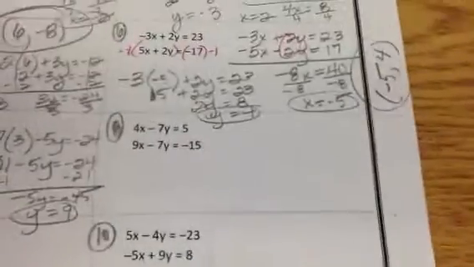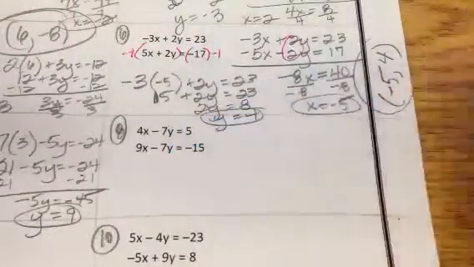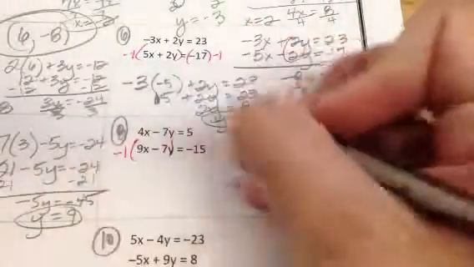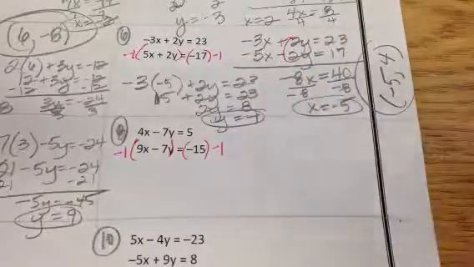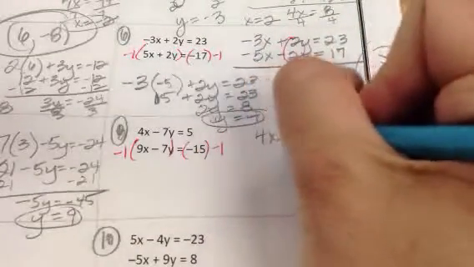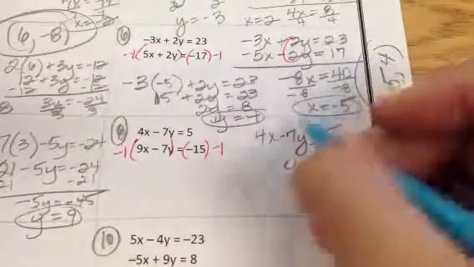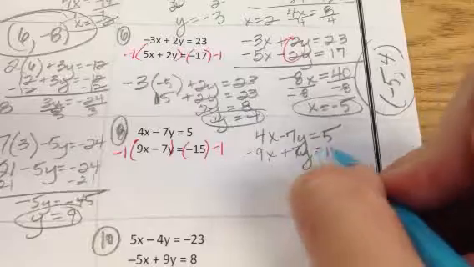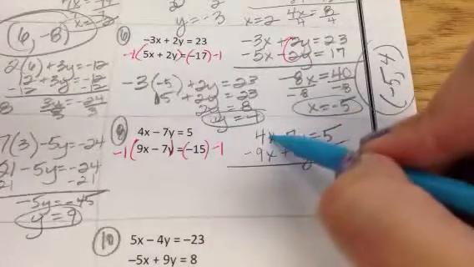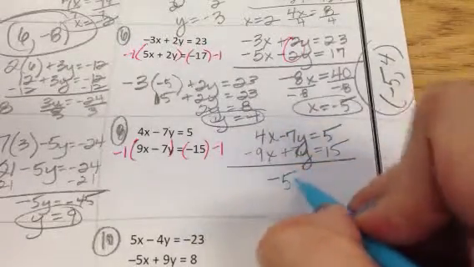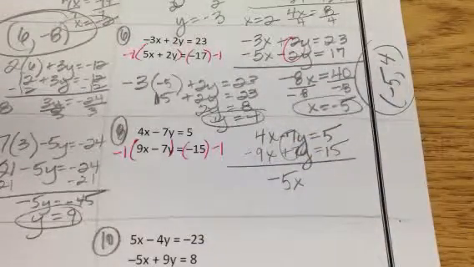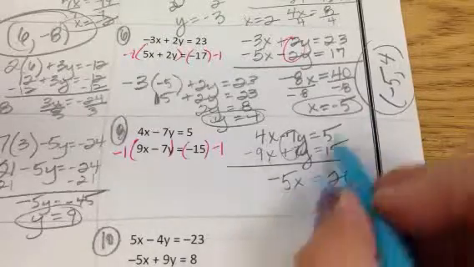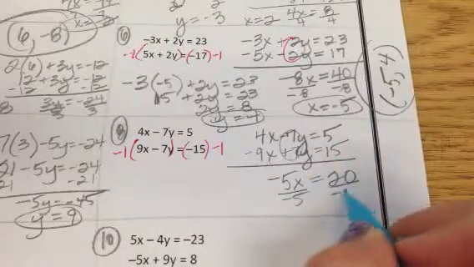In number 8, I see the same coefficients on y. I'm going to multiply the second equation by negative 1 on both sides. When I do that, 4x minus 7y equals 5. And negative 9x plus 7y equals 15. Combine down, 4x minus 9x is going to give me negative 5x. The negative 7y and the positive 7y make the y's go away. Negative 5x equals 20. Divide by negative 5 on both sides.